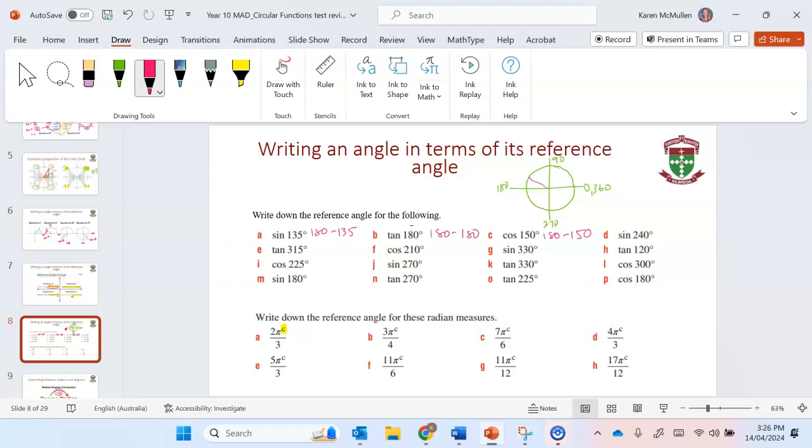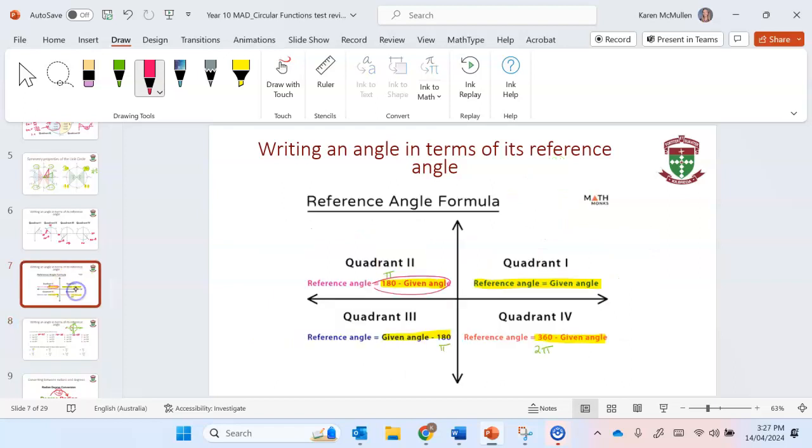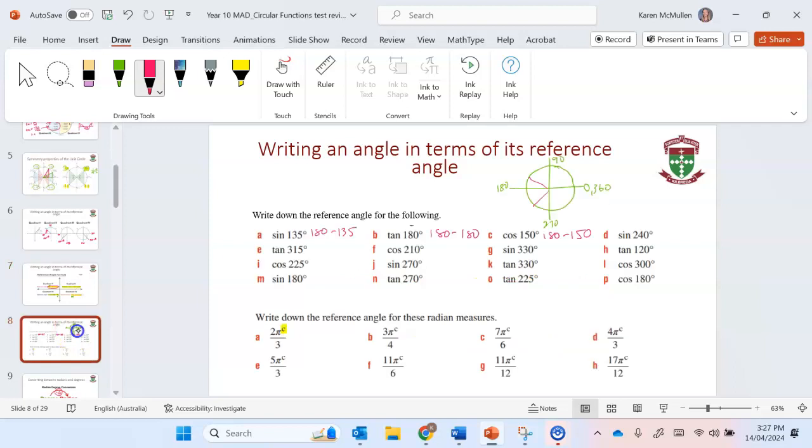All right, so 240 degrees. We are in the third quadrant. So when we're doing the third quadrant, we're just going to do the given angle minus 180. So we're going to do 240 minus 180. 315 is in our fourth quadrant. So if I go back here, it's 360 minus the given angle. So 360 minus 315. Obviously, you'd have to do the answers for this, but I'm just going quite quickly so we can remember how to do it. 210 is in your third quadrant, so that's going to be 210 minus 180, 330, so 360 minus 330, and so on.